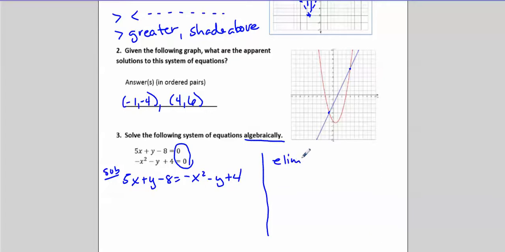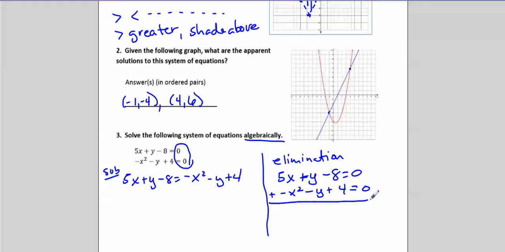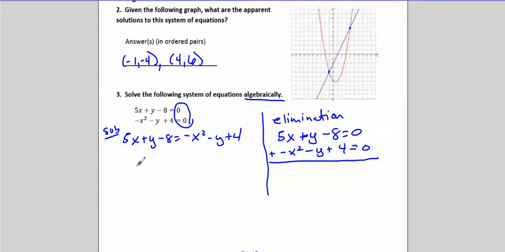Elimination would be if I took 5x plus y minus 8 equals 0, and I added the equation negative x squared minus y plus 4 equals 0. And the reason why elimination would also be a good choice is because if I added these two equations together, my y's would cancel out, leaving me with just one variable. So I'll go ahead and solve both ways and see which way seems better.